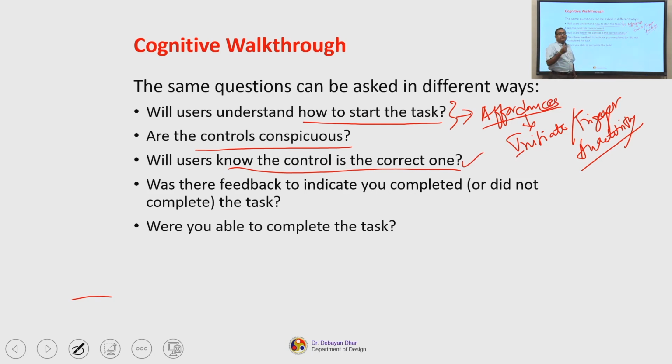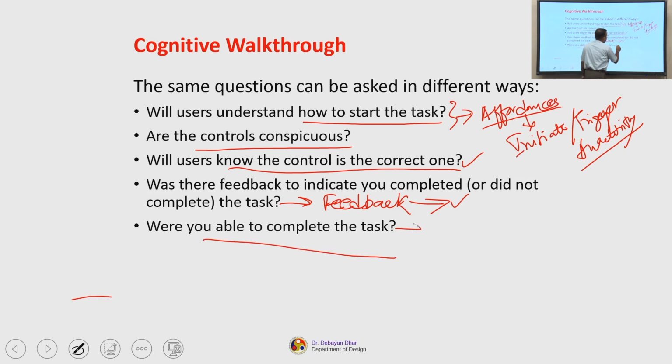Was there feedback to indicate you completed or did not complete the task? That is what we refer to as effective feedback, right. Whether feedback is present or not. Were you able to complete the task? So, the focus is whether the goal was reached, right.